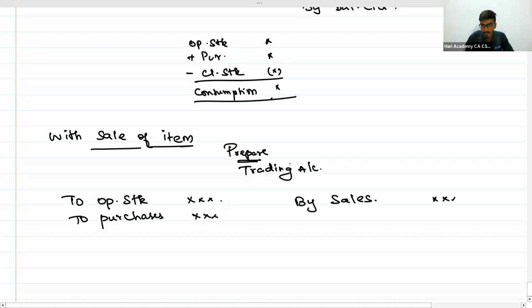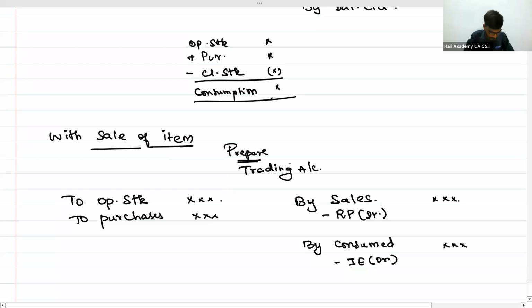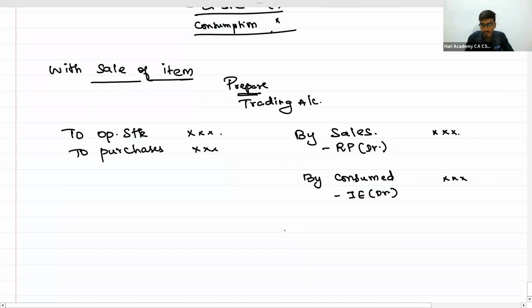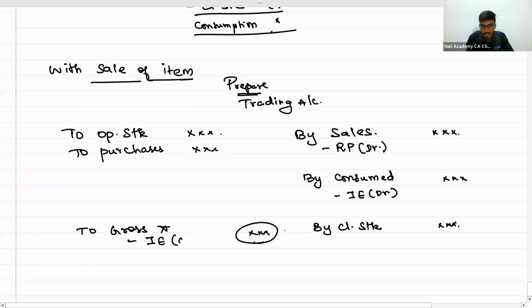This sales information you will get from receipts and payments, on the debit side you will be able to identify. Then the consumption, whatever I consume, I will get this data from the income and expenditure account, debit side. And obviously I have my closing stock. From this I will know the profit; if there is any gross profit, I will be able to identify it, and it should be transferred to creditors account.